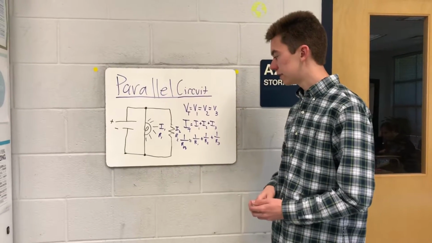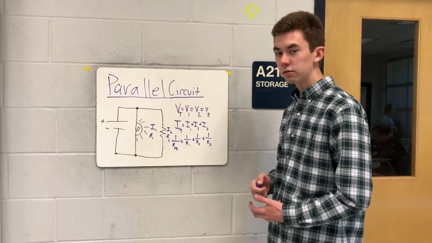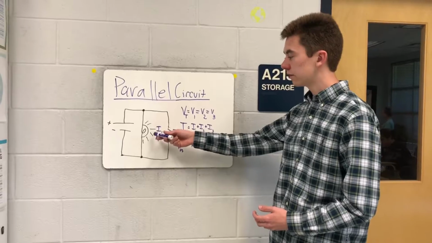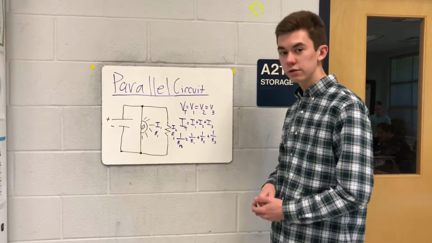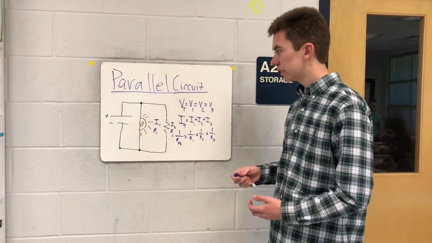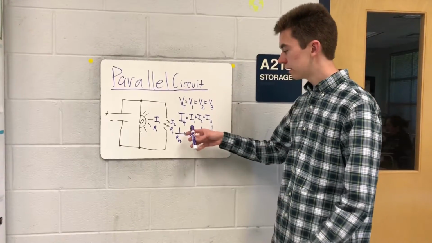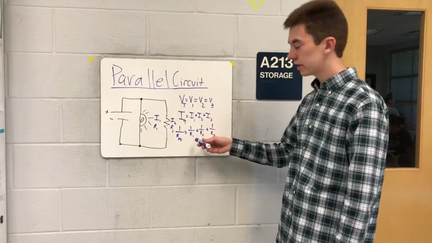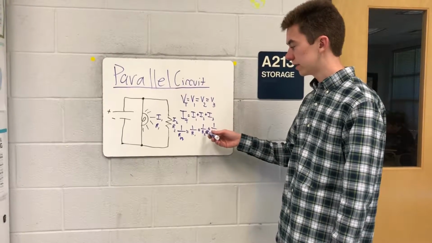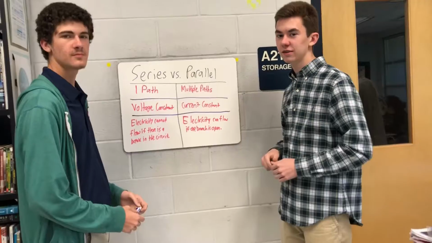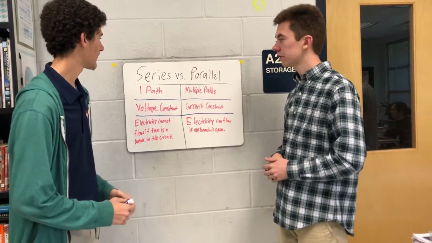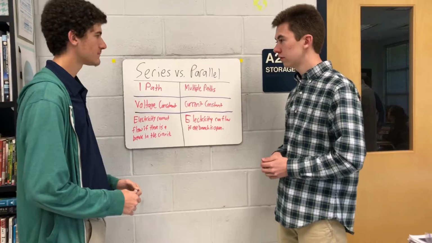And the current is different. And so the total current is equal to the current of the first component plus the current of the second component. And the resistance is also different. So the resistance is kind of weird how you calculate it. It's 1 over your first resistance plus 1 over your second resistance, and that is equal to 1 over your resistance. So series and parallel circuits are very different from one another.